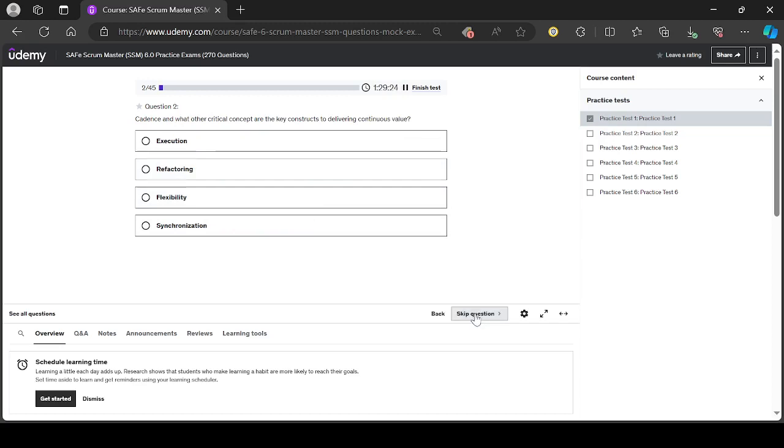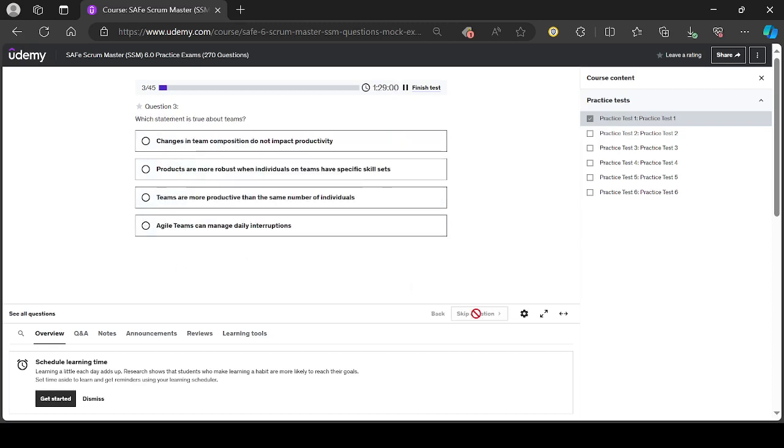It says cadence and which other critical concept are the key constructs to delivering continuous value? Okay, so think about it. Cadence and which critical concept is good to do this? Because as you know, there are different concepts that you can use to deliver continuous value to the stakeholders on the agile project. So which one of these is the real thing? Obviously, synchronization.